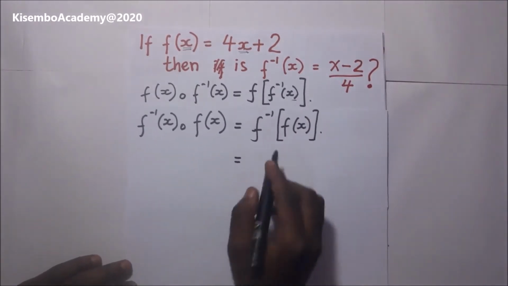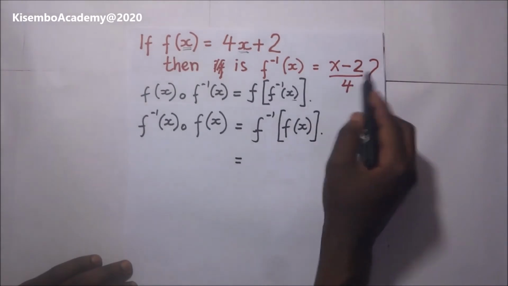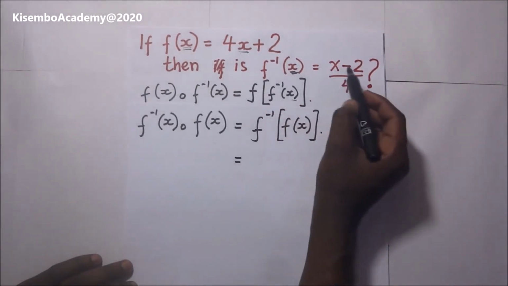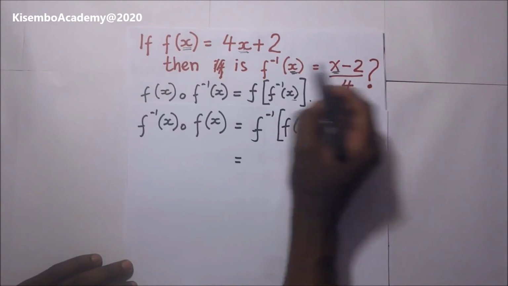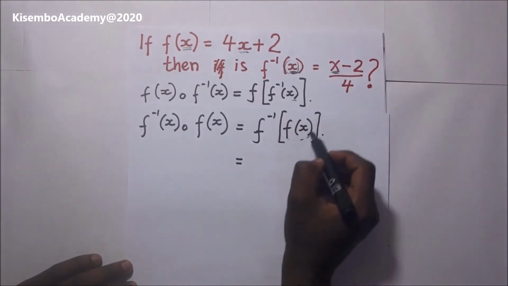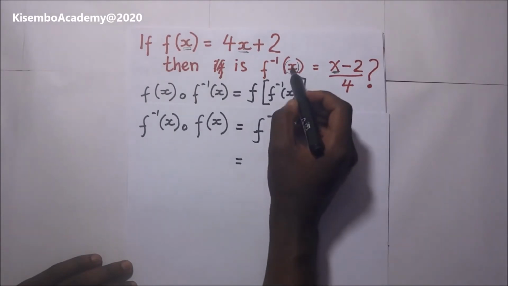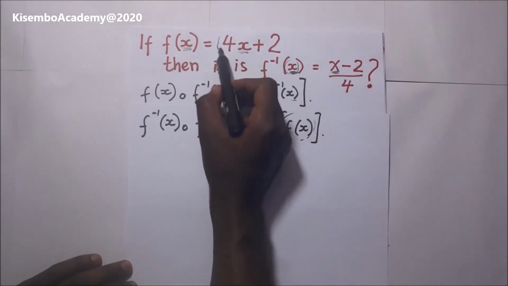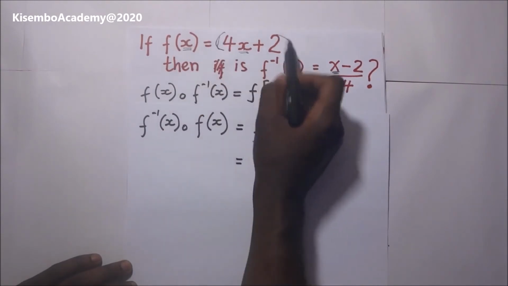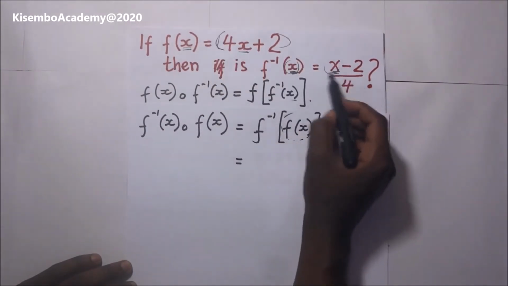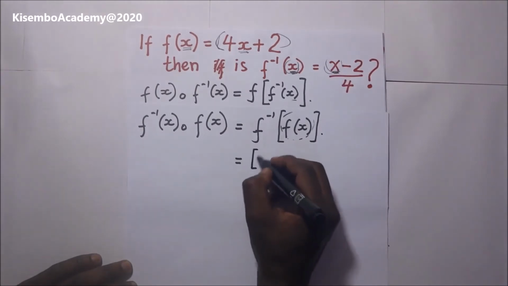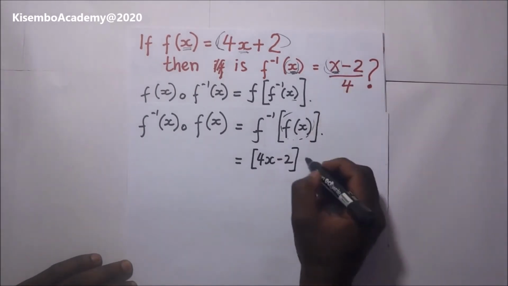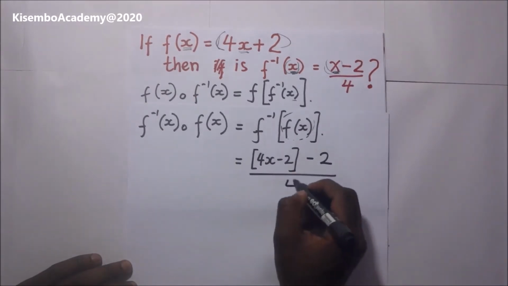And this is going to be given by, of course, the inverse function in this case, x minus 2 over 4. So if the inverse is x minus 2 over 4 as given here, it means in the place of x we are putting the function f of x. So in this expression where there is x, we are going to put the function f of x, 4x plus 2. So this part is going to become 4x plus 2, then minus 2, divide all that by 4.